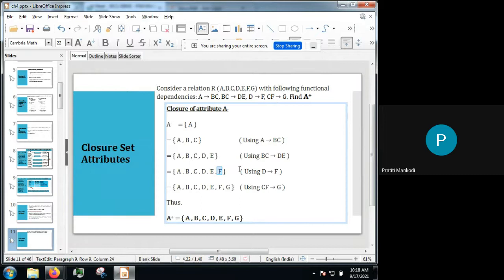Now what else I can derive? CF giving G. Now I have C and F both with me. Can I derive G now? Yes. So I'll be including A, B, C, D, E, F, G. Now any element left? No. That means this is the closure. Any functional dependency is also not left. Your element is also not left. Actually, you are getting the entire R from A plus. So what is the closure of A plus? Entire R. That is A, B, C, D, E, F. Got this process?